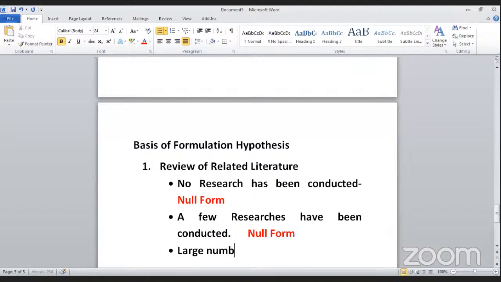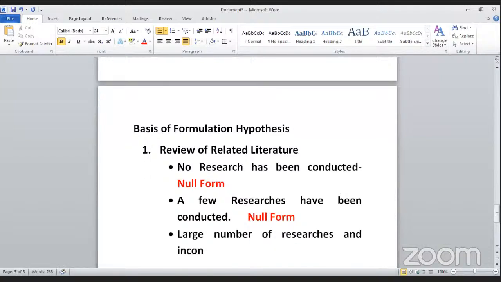But suppose you have a large number of researches, and there is inconsistency in findings. Inconsistencies in findings. Then what to do? Now, if there are inconsistencies in findings, then how will you use this to decide whether the hypothesis should be formulated in the null form or should it be formulated in the directional form?